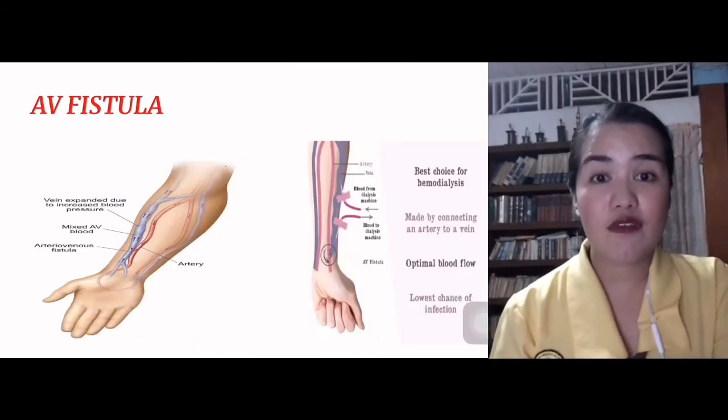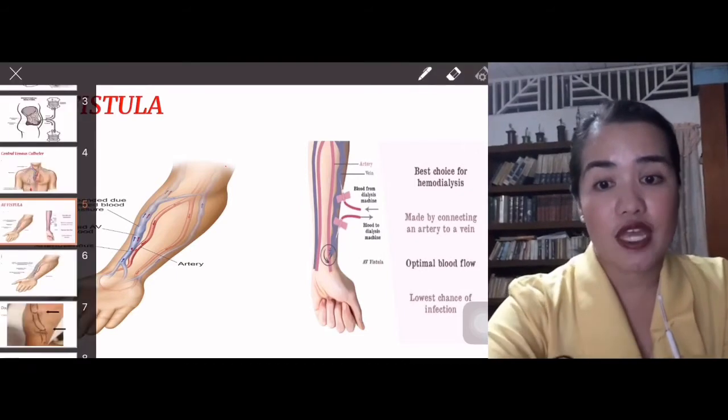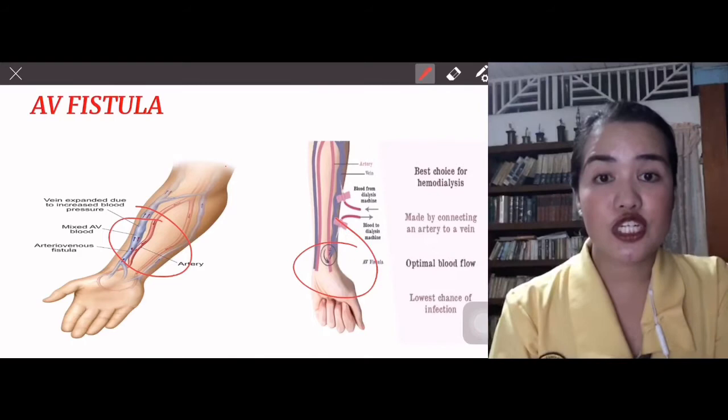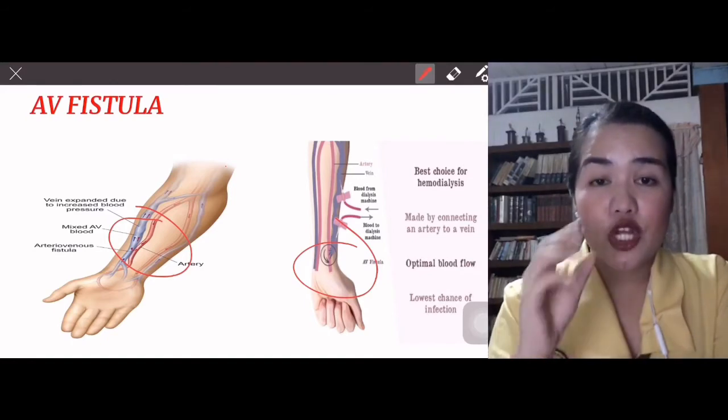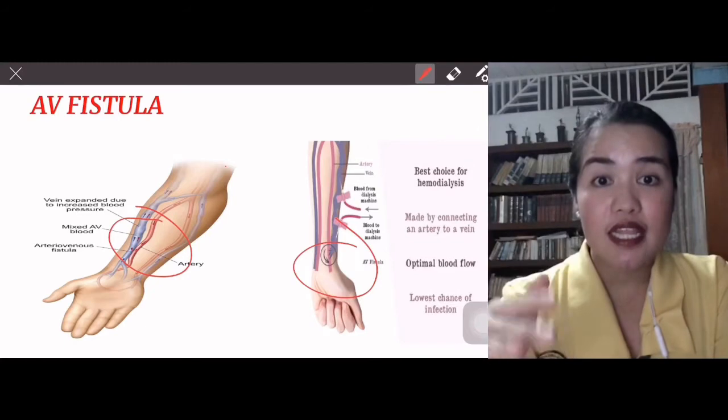We also have the AV fistula. This is the most preferred site, or the standard in hemodialysis. A surgical connection is made between the artery and the vein, and this connection results in increased blood flow rate in the vein, which enlarges and strengthens the vein.